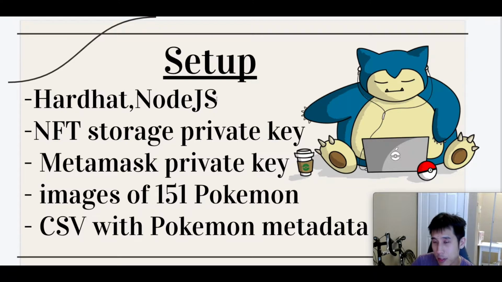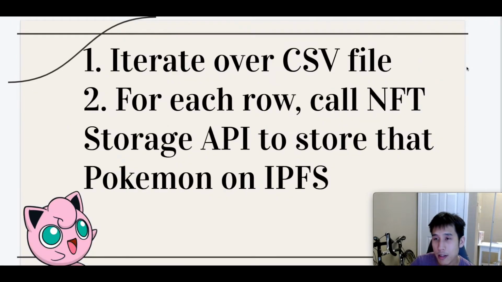For my setup, I'm using Hardhat and NodeJS. I've already created accounts for NFT Storage and Metamask, and I've already downloaded metadata for the 151 Pokemon. I have a CSV file that includes the names of the Pokemon and their descriptions. In my code, I'm basically going to iterate over the CSV file. Each row of the CSV file contains one Pokemon, and for each row, I'm going to store the metadata for that Pokemon on NFT Storage.